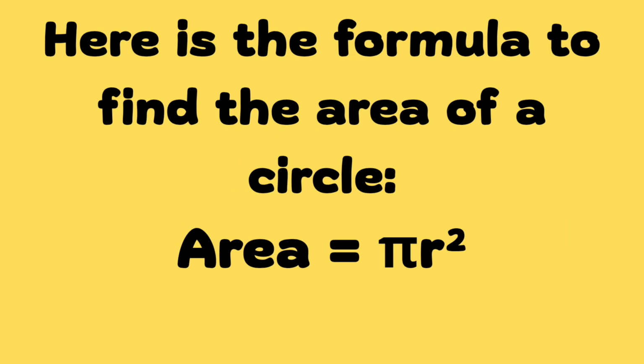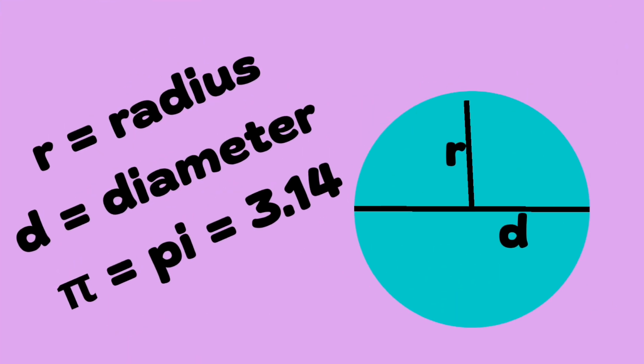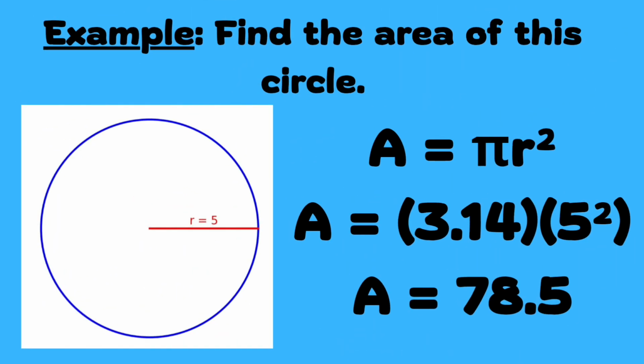Here is the formula to find the area of a circle. Area equals pi r squared. Just a quick vocab reminder. R is for radius, which is halfway across the circle. D is diameter, the full length of the circle. And pi is 3.14.